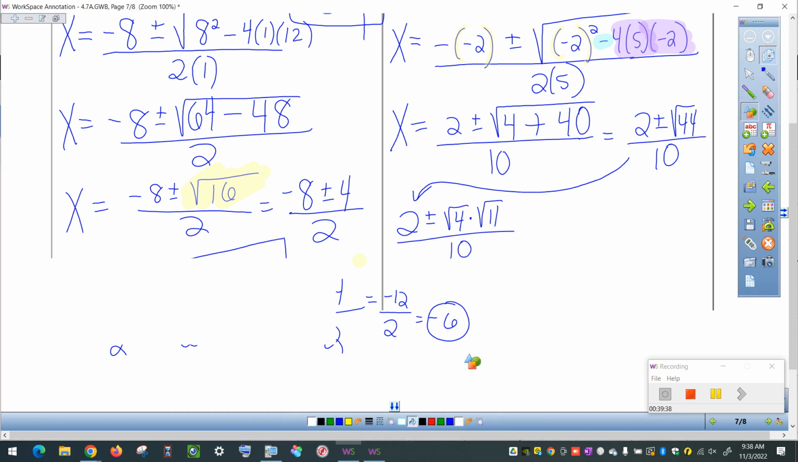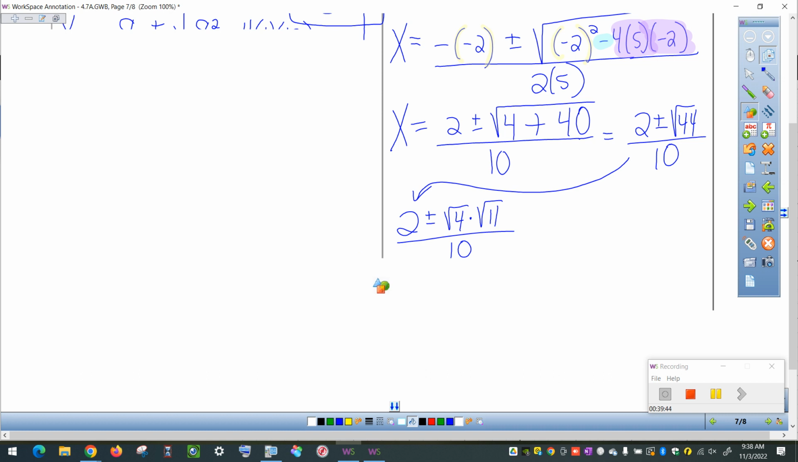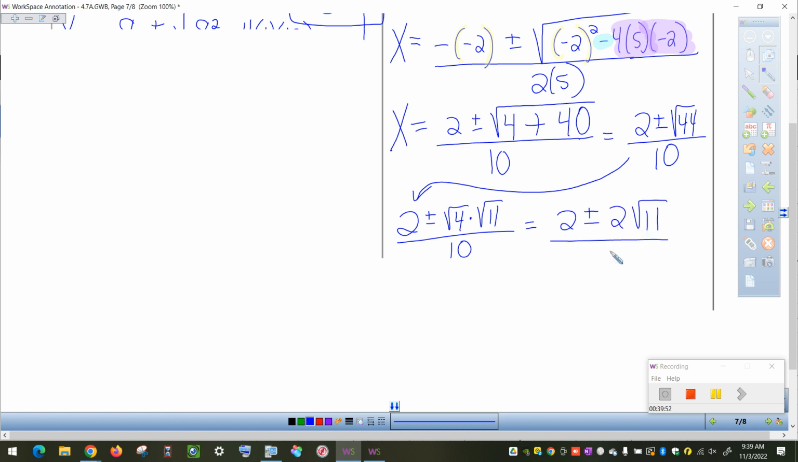I'm just going to hide some of this from the previous problem. We can just focus on the new one. And so that square root 4 in front is 2, and that's going to stay in front of the square root of 11.